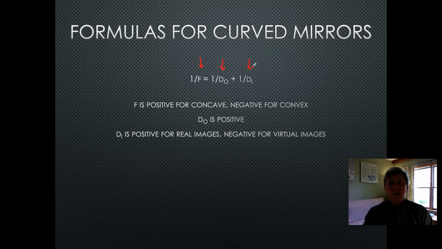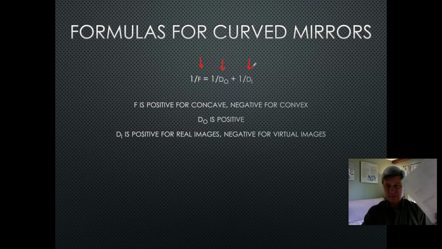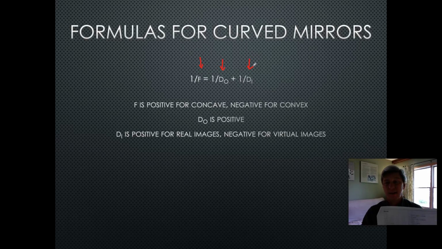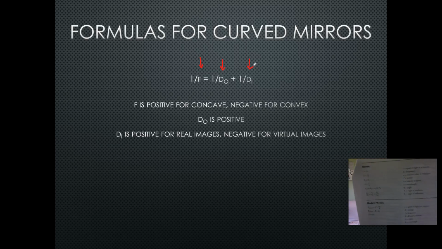Okay. Now, the formula itself, 1 over F equals 1 over DO plus 1 over DI, is not, I repeat, not found on your handy-dandy reference tables. And so for your homework purposes and anything else, you might want to go to the section on waves and write in this formula. 1 over F equals 1 over DO plus 1 over DI.